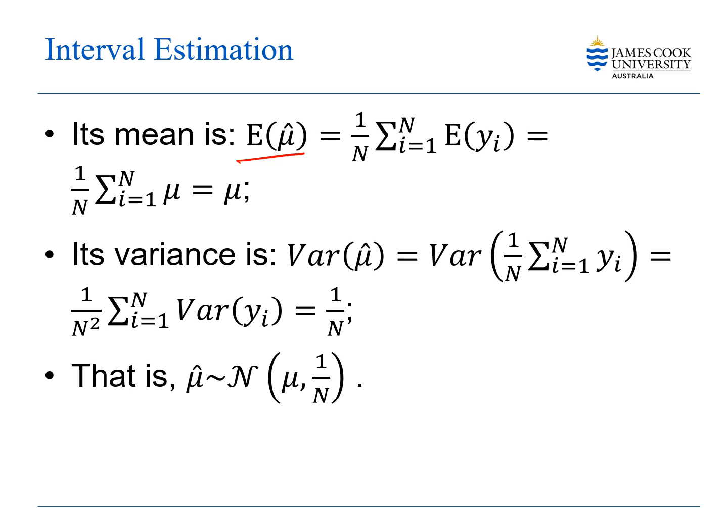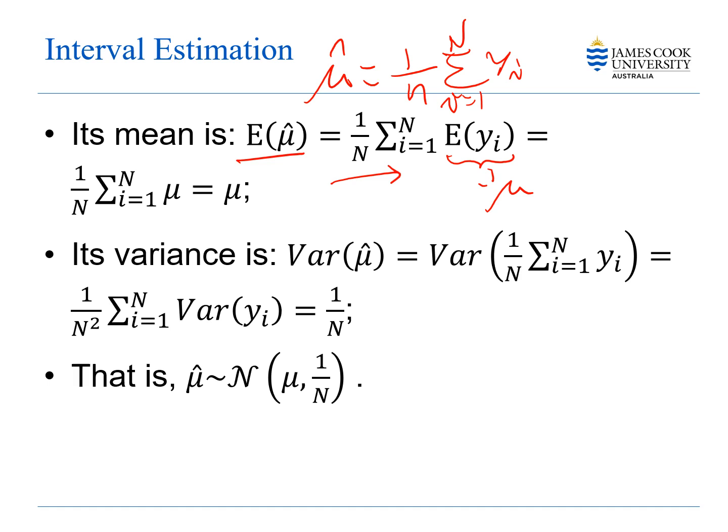Okay, it means we take expectation. Recall that mu hat is 1 over n times the sum of the yi. Taking expectation, we get this, and each expectation of yi is equal to mu. So we have the sum of n mu's. We sum the mu n times, we get n mu divided by n, we get mu. So indeed, this estimator is unbiased. The expectation of mu hat is mu.